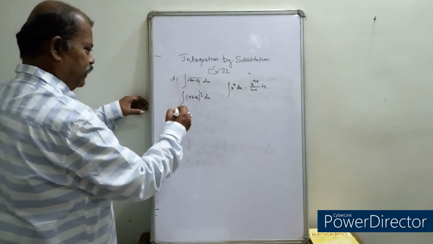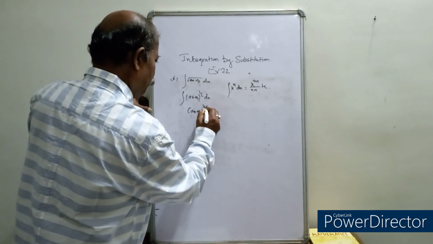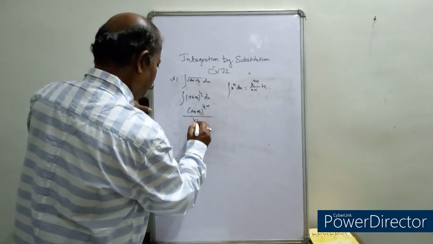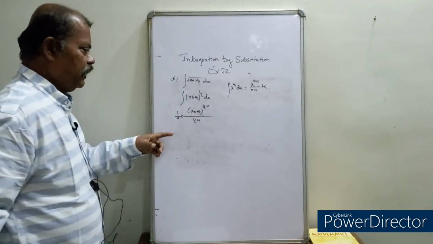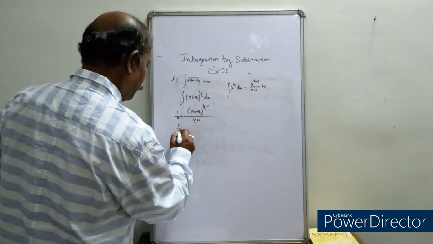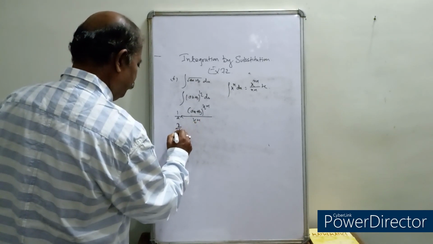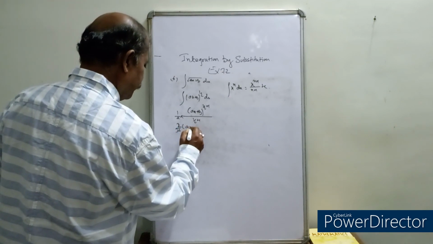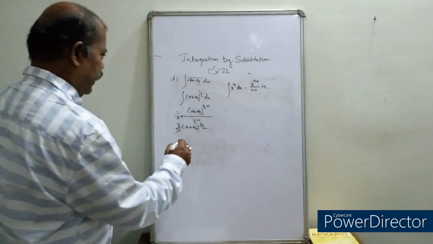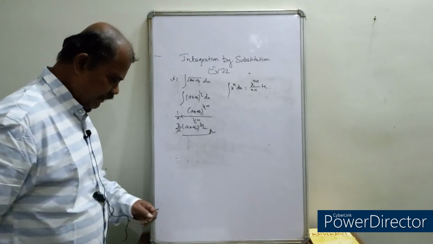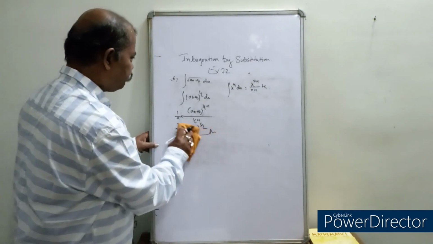So your result comes out to be (ax plus b) to the power of 1 by 2 plus 1, divided by 1 by 2 plus 1, and the constant gets divided here. Now it comes out to be 3 by 2, so 2 by 3a, and this value will be (ax plus b) to the power of 3 by 2. So this is your answer here. Now I am going to the other question.